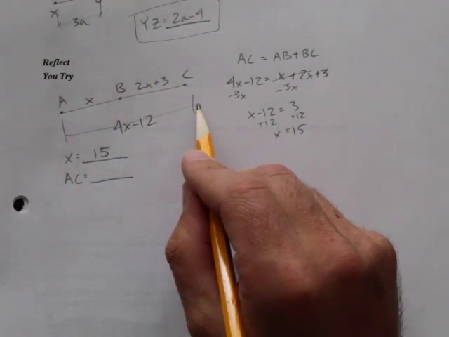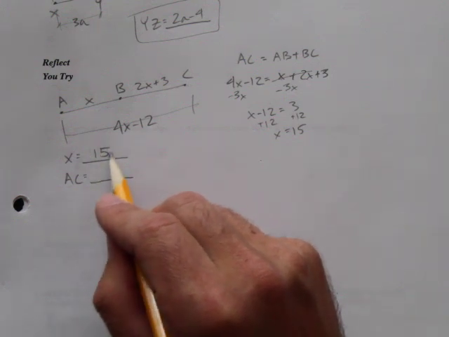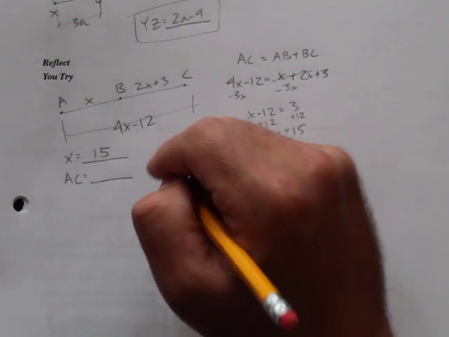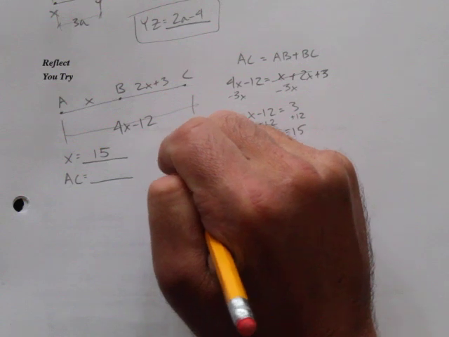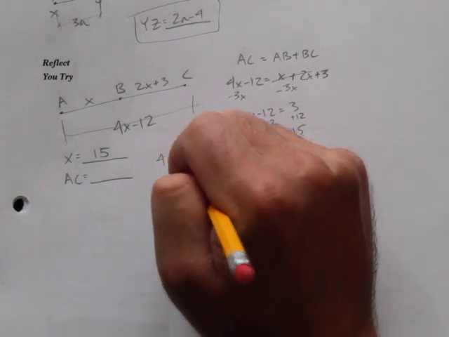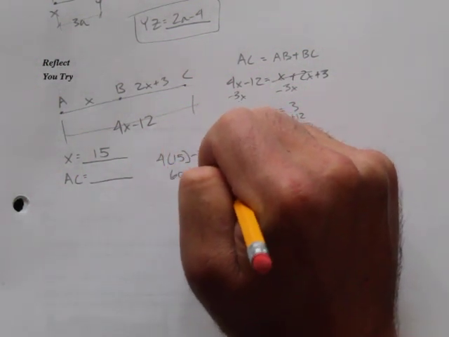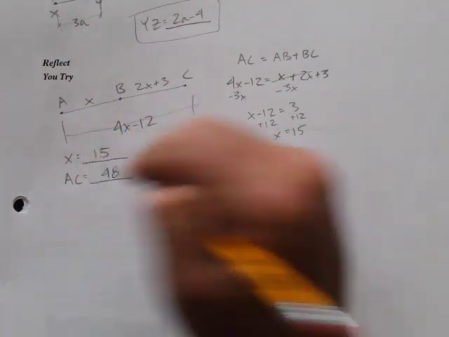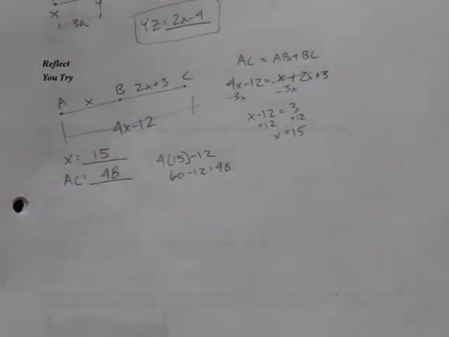And now I need to know what AC is. That's this whole thing. So what I'm going to do is take my X value and substitute it in for X. 4 times 15 minus 12. 4 times 15 is 60. 60 minus 12 equals 48. And that is how you do that one.